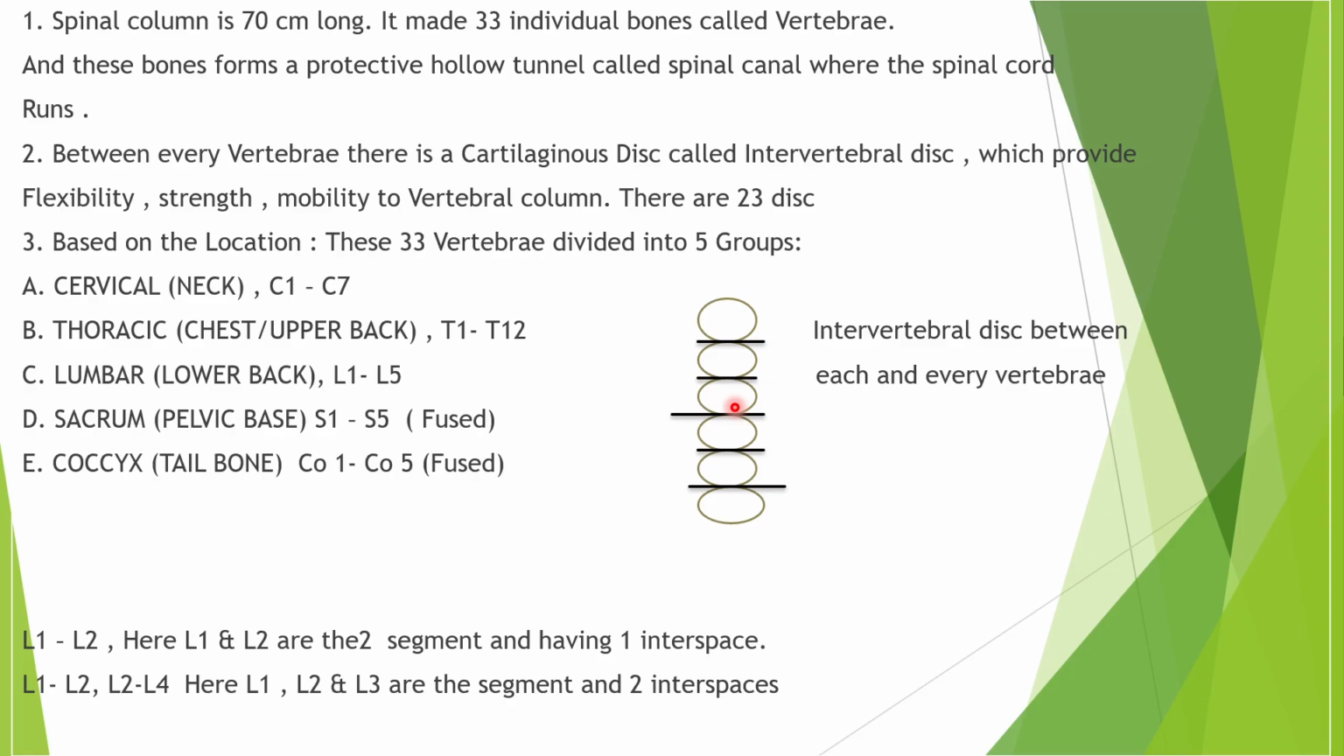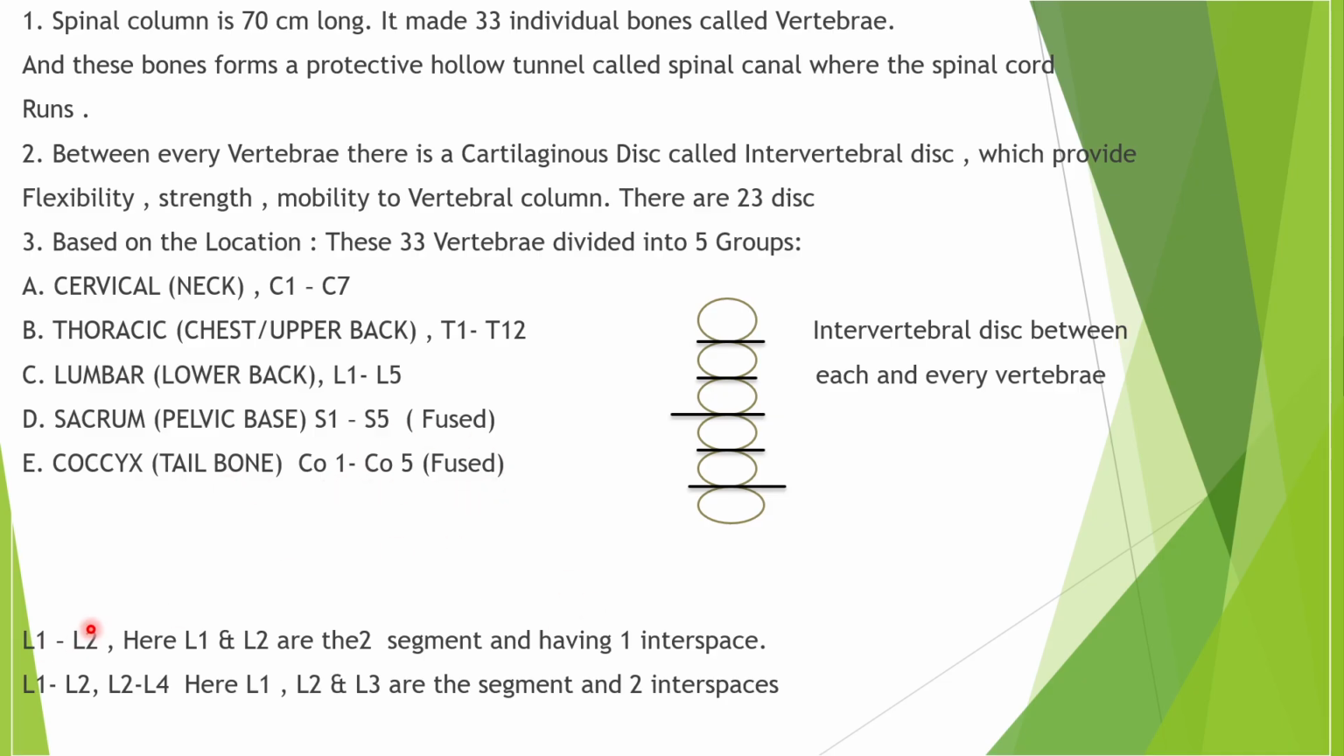Based on the location, these 33 vertebrae are divided into five groups, as already seen: cervical C1 to C7, thoracic T1 to T12, lumbar, the lower back, L1 to L5, sacrum, the pelvic base, S1 to S5, which is fused, and coccyx, the tailbone, CO1 to CO5, which is fused.